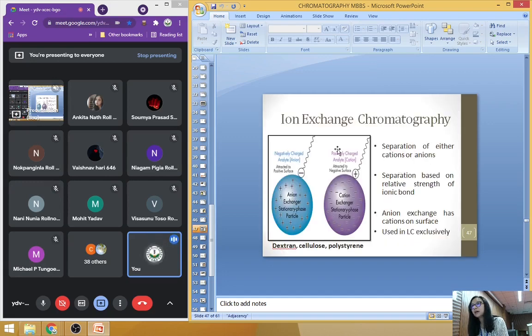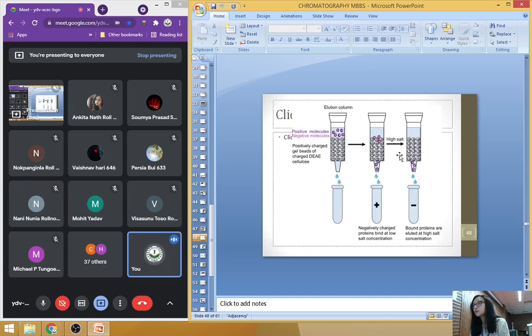Then another is ion exchange chromatography. Ion exchange chromatography is the separation of ions, either cations or anions. And the principle is based on the relative strength of the ionic bond. So you see here in this column chromatography, in the stationary phase, we have positively charged gel beads of diethylaminoethyl cellulose. Okay, so this is the stationary phase. It is composed of these positively charged gel beads.